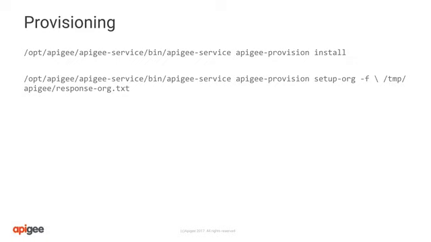After the provisioning utility is installed, the full command to set up the organization will be apigee-service apigee-provision setup-org -f and the path to our response file, which is /temp/apigee/response-org.txt.